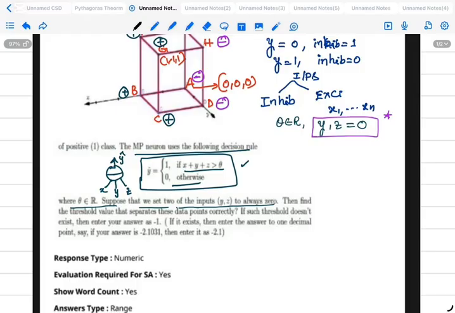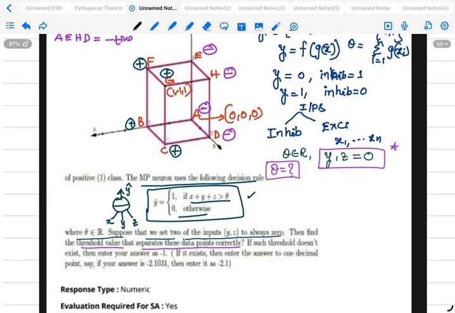Then find the threshold value that separates the data points correctly. They are asking for theta, the threshold, the value that separates the data, that is, linearly separable. Positive points are on one side and negative points on the other, dividing the entire plane into two halves.